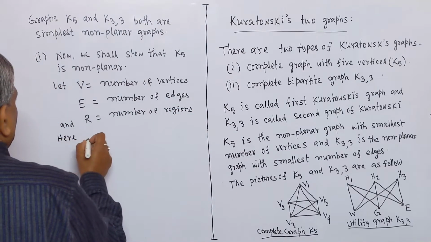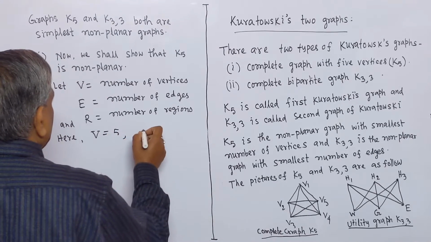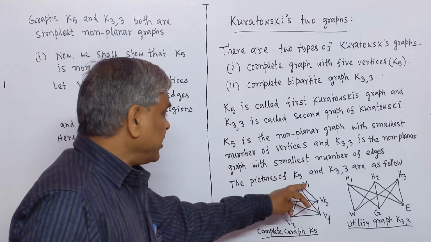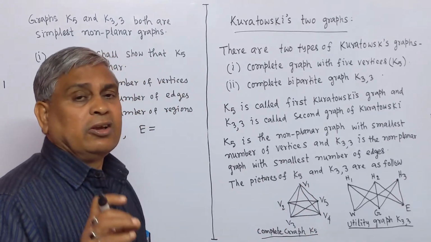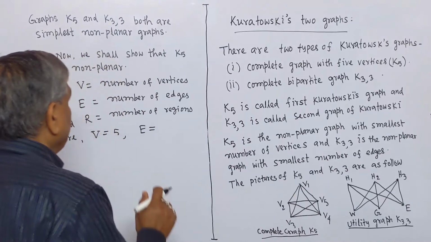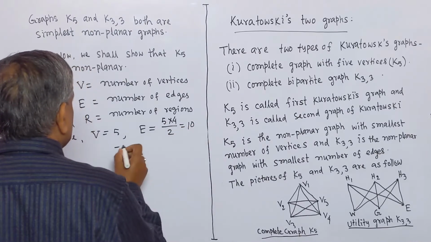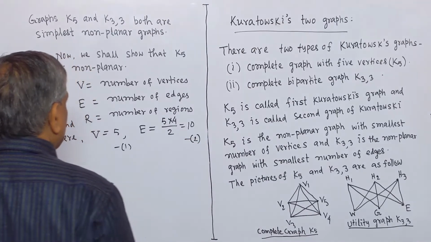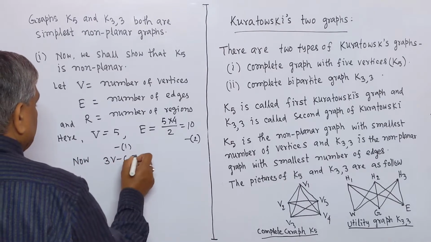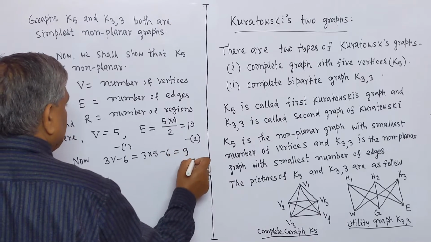Here V, number of vertices, equal to 5. E, number of edges, equal to, here each vertex is connected with the remaining 4 vertices with 4 edges. So number of edges will be 5 multiplied by 4 by 2, means 10. That this is number 1, this is number 2. Now 3V minus 6 equal to 3 multiplied by 5 minus 6, 15 minus 6 is 9. This is number 3.